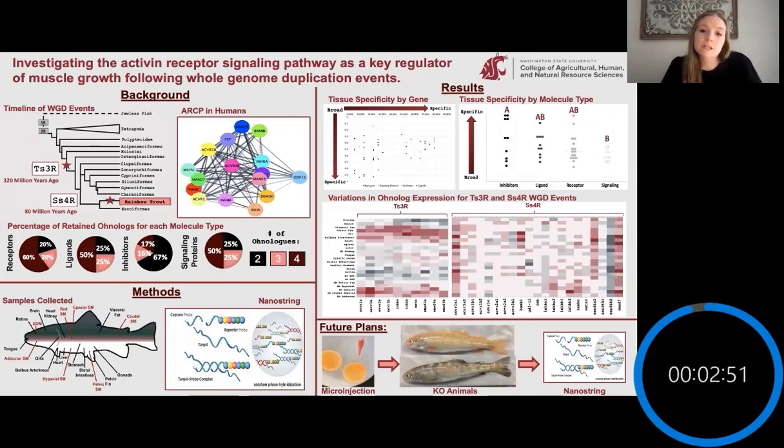So a whole genome duplication event is exactly as it sounds. It is when the entire genome is duplicated and the resulting duplicated genes from these events are called ohnologs. Now, these events are known to be a dominant factor in improving species diversity and evolution.